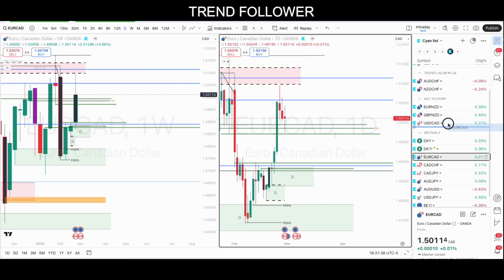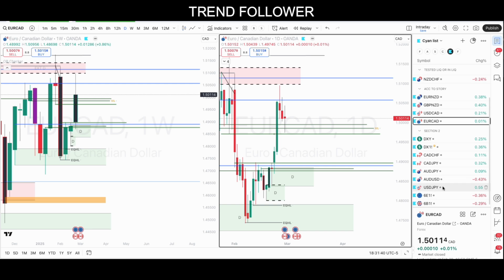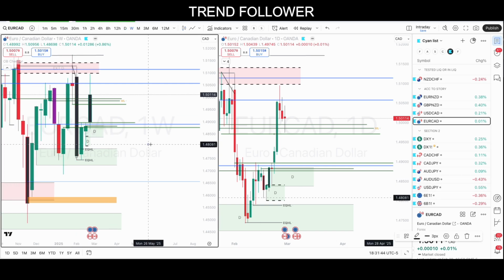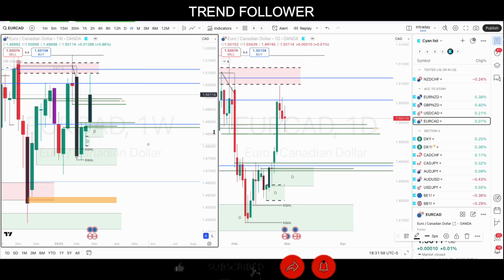So that's it, guys. I think that would be it with respect to CAD. This is all according to the story. With respect to CAD, you have to try focusing on EURCAD, GBPCAD, CADJPY, and CADCHF. I will just quickly go through them because right now the charts aren't that clean. The reason I'm showing this is because you never know if this happens and you should be prepared.